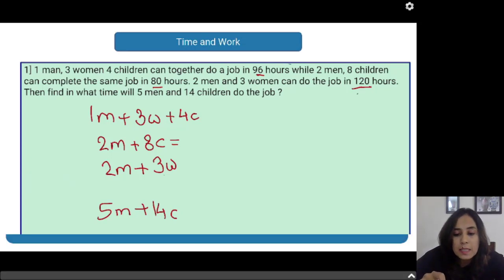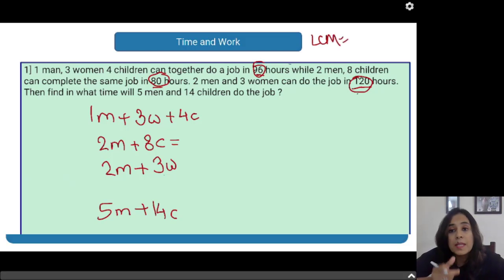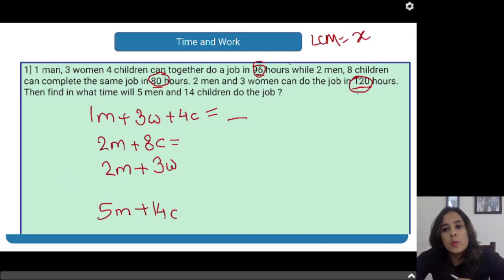How to go ahead? Take the LCM of 96, 80 and 120. Whatever is the LCM, assume that that many units need to be made. So if I get the LCM as X, divide X by 96, whatever you get is the number which comes here, and similarly for the next two equations. I'll help you with the solution in a short while, but right now use this 90 seconds to solve the problem on your own. So guys, your time starts now. I have given you a little bit of hints, so please do use them and solve the problem.